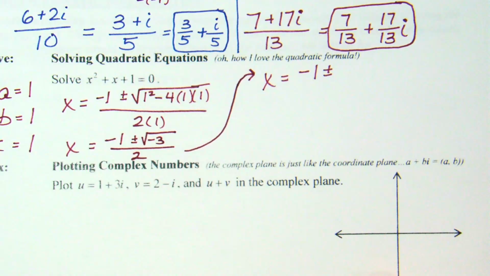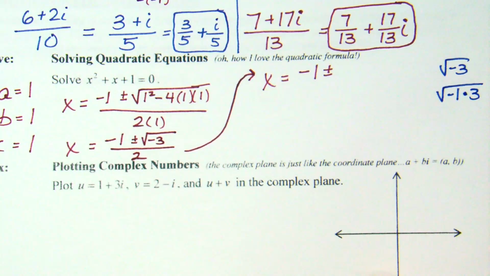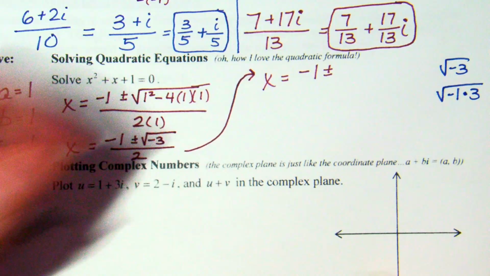What is 1 plus 3i as an ordered pair? If it's real, comma, imaginary, what's the real part? 1. What's the imaginary part? 3. So to plot the point u, it's 1, comma, 3. How do we do 1, comma, 3? Over 1, up 3? That's all it is, right?